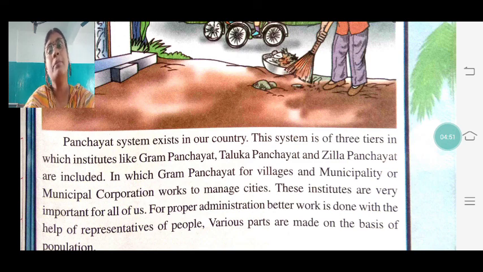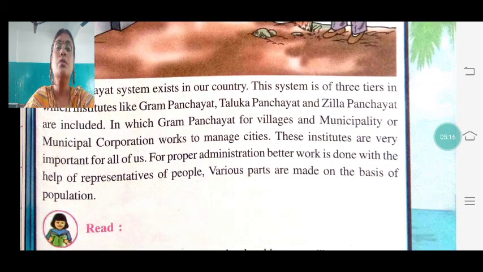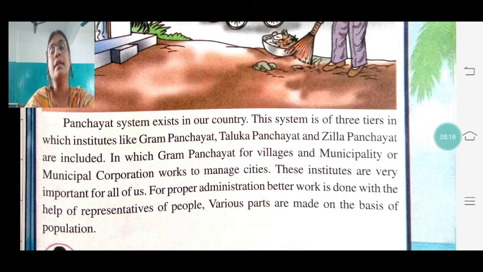The members of the gram panchayat work for the particular village, for that particular village. And taluka panchayat works for the whole taluka. What is a taluka? A taluka is a combination of a few villages. Clear? And district panchayat works for the total district. District means combining many talukas, combining many villages, that is a district. Clear? So it works like that only.